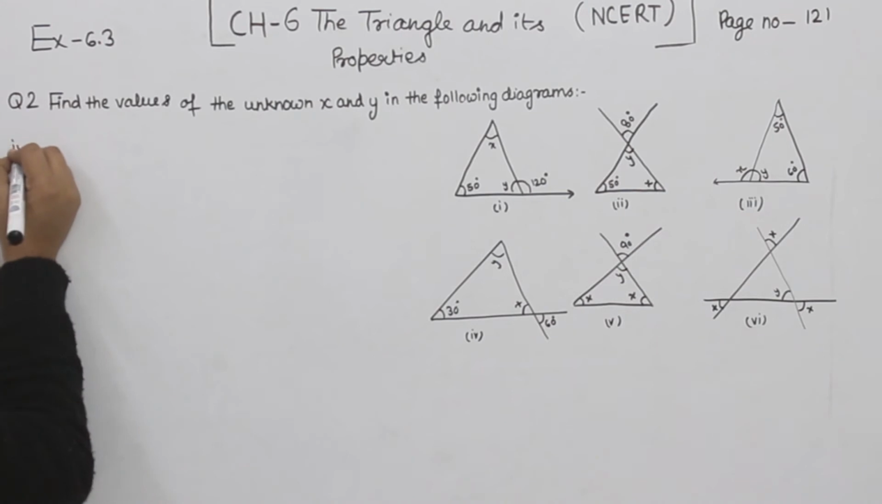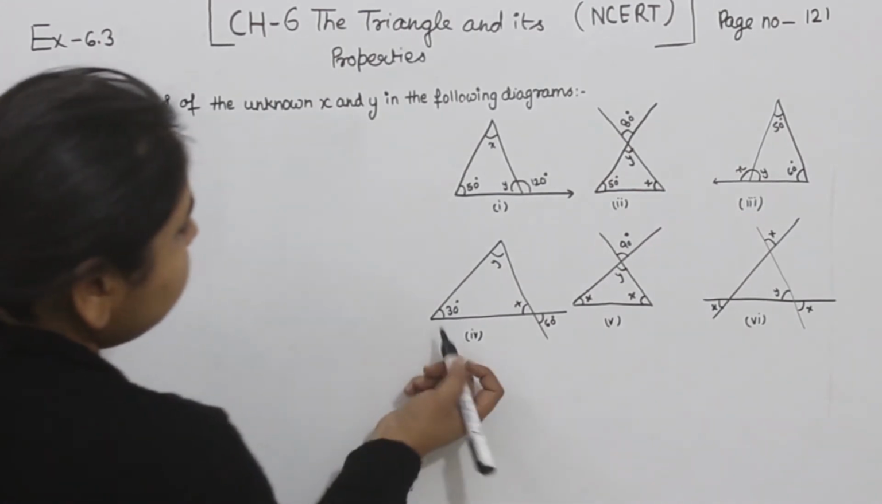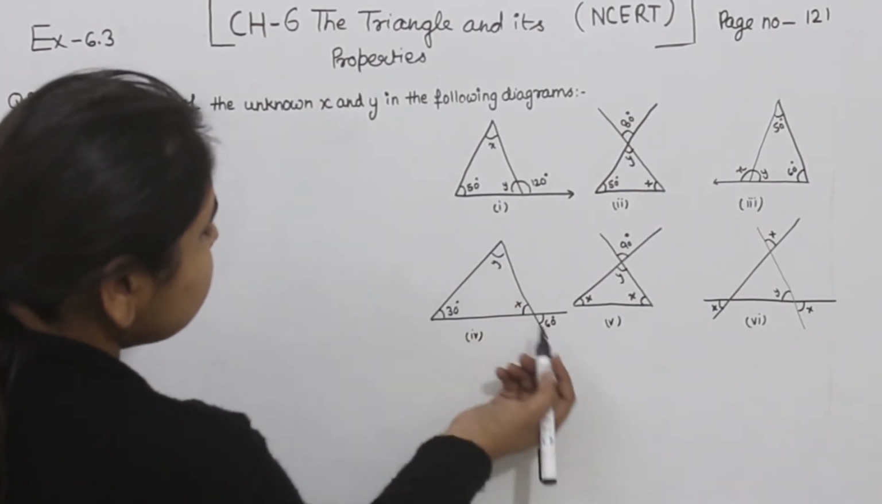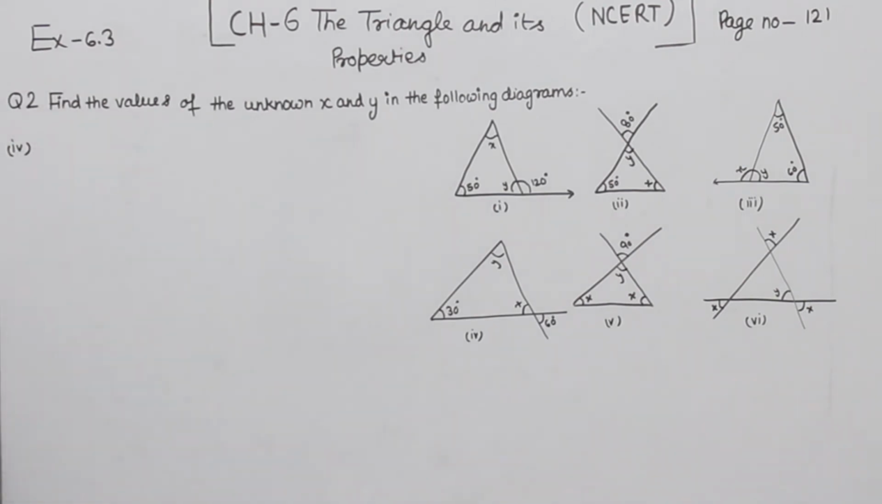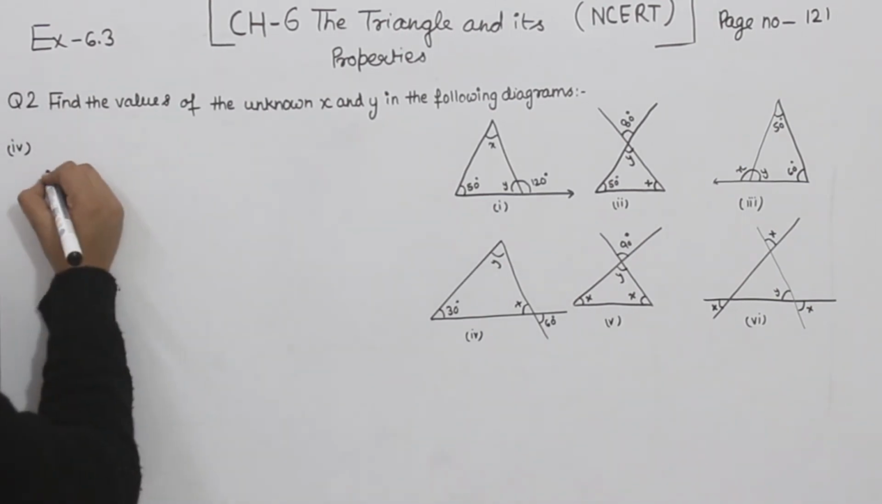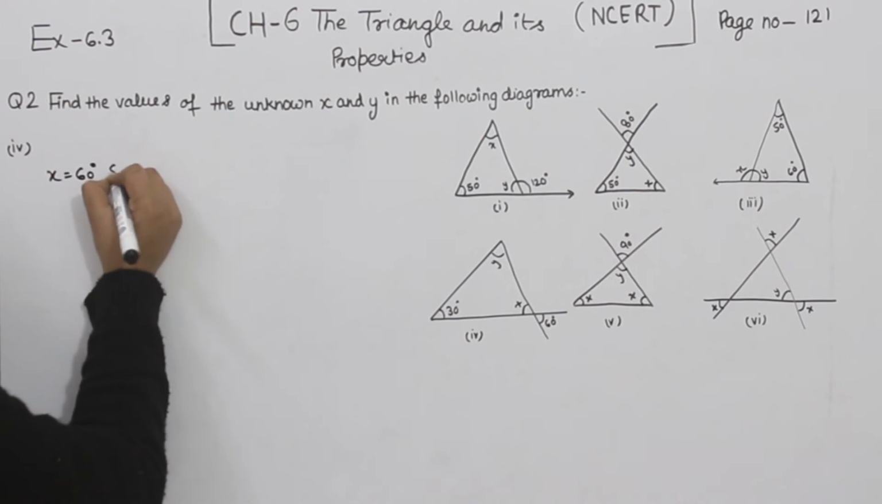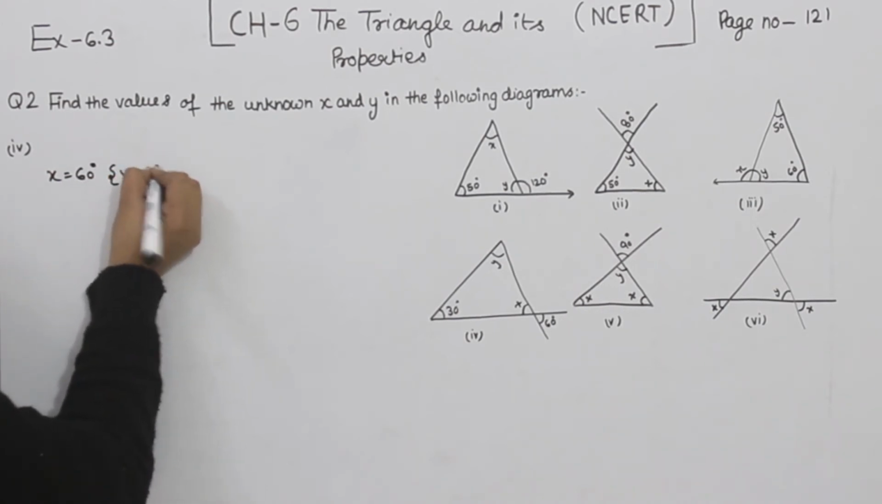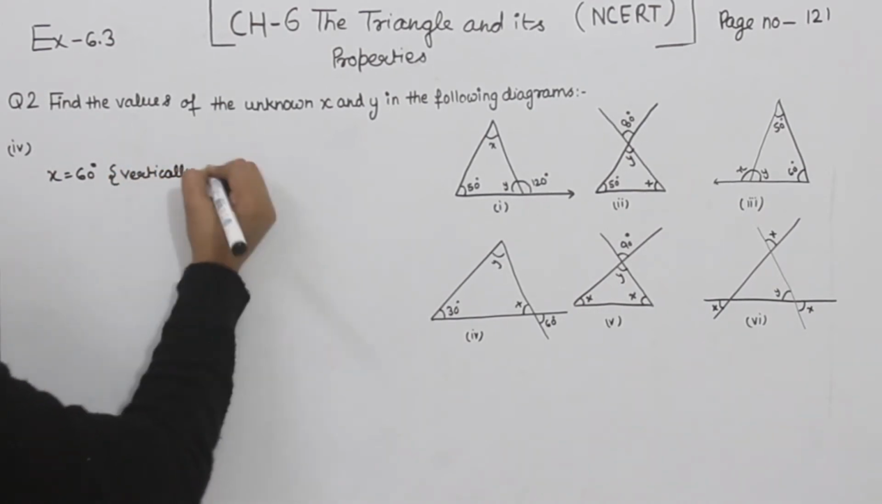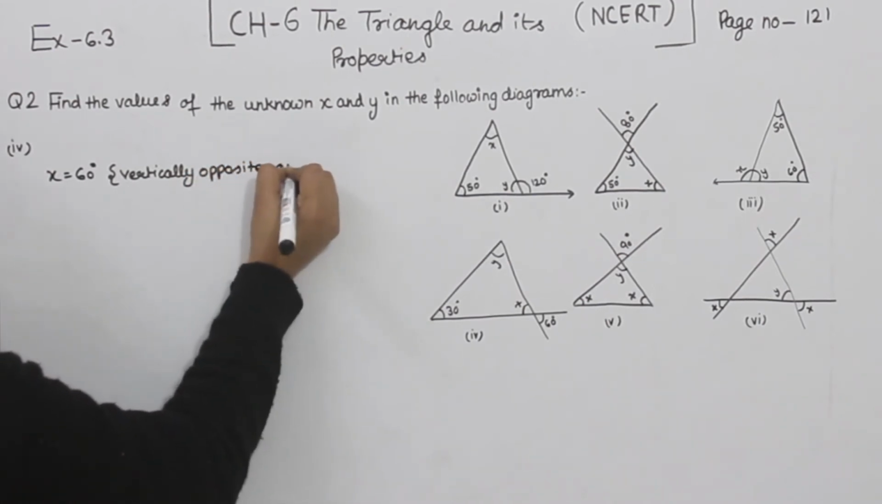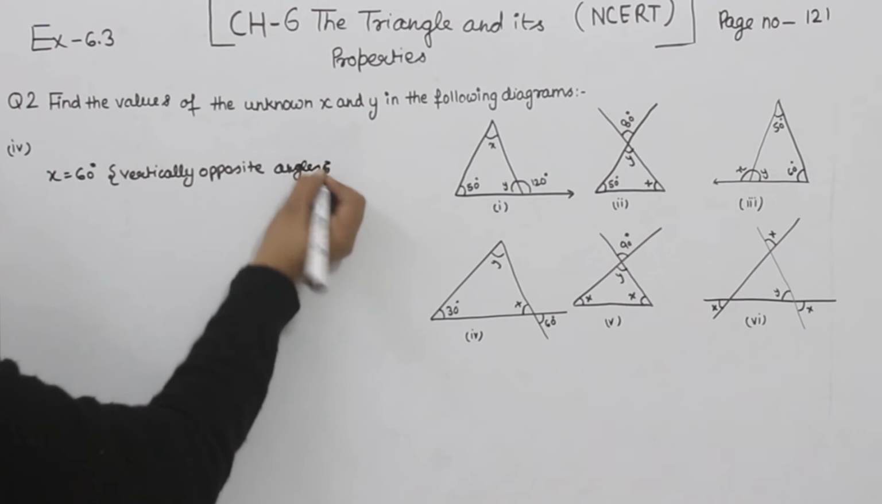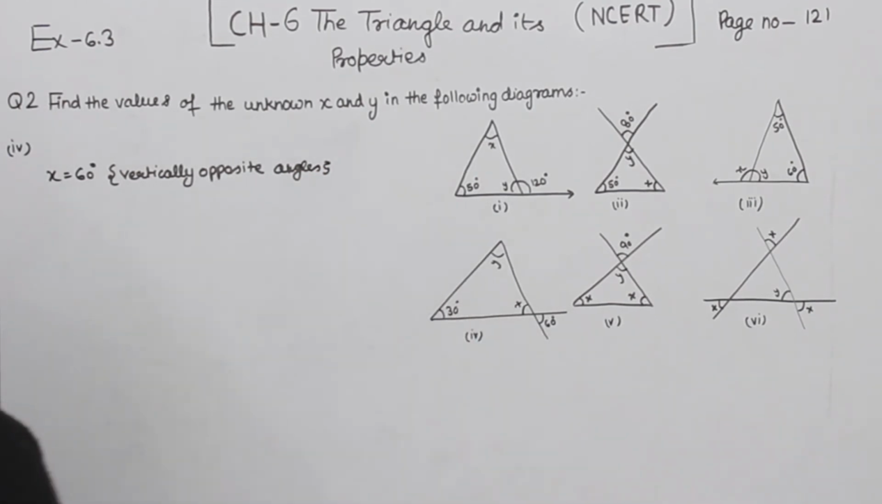Now comes the part 4. This is the part 4. This one is 30, this one is x and this one is y. The exterior angle given to us is 60 degree. So x is equal to 60 degree. Why? Because they are vertically opposite angles. So x is equal to 60 degree.